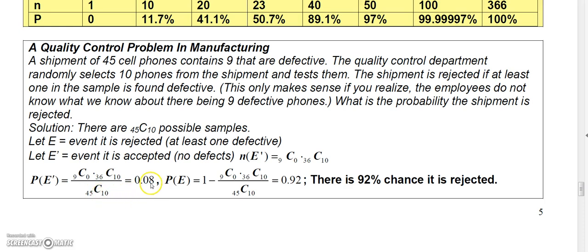And then to calculate the probability that at least one is defective, we simply subtract this from 1. So 1 minus 0.08 is 0.92. And so that gives you a 92% chance that the shipment is rejected.